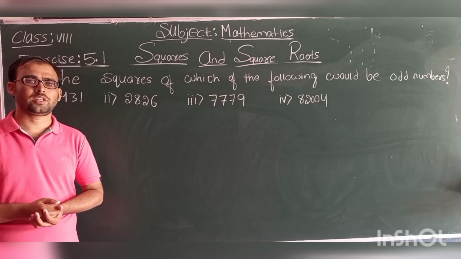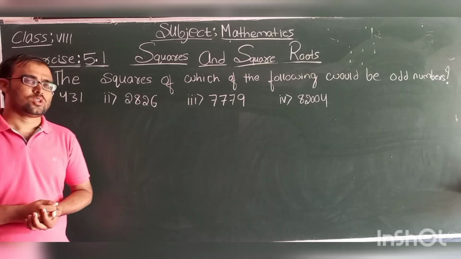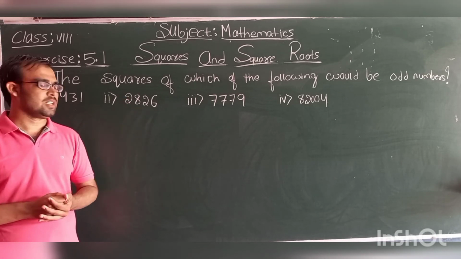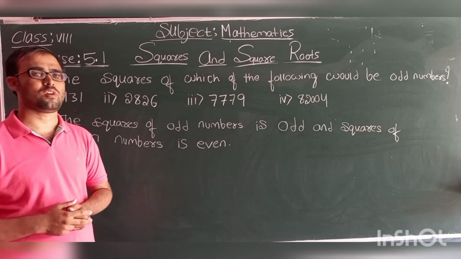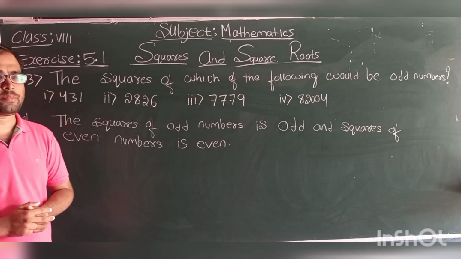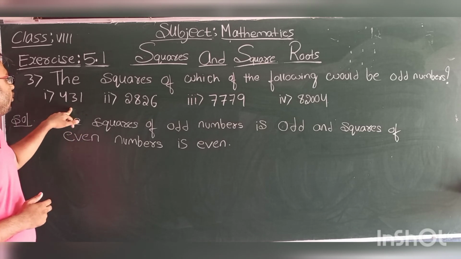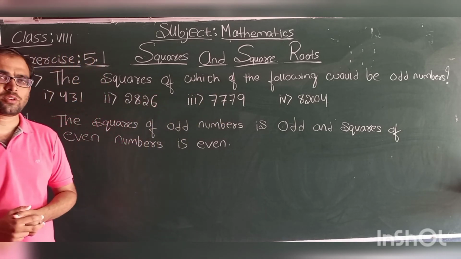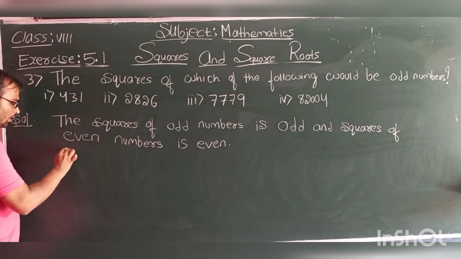Students, now let us solve third question. Okay, so what have they given? The squares of which of the following numbers would be odd numbers. Here they have given certain numbers, and what we need to do is just tell the squares of which of the following numbers are odd. Students, we know that the square of an odd number is odd and the square of an even number is even. Among these numbers, which are the odd numbers? Look at here, 431 and 7779. These two are odd numbers. As these two are odd numbers, the squares of these numbers are odd.